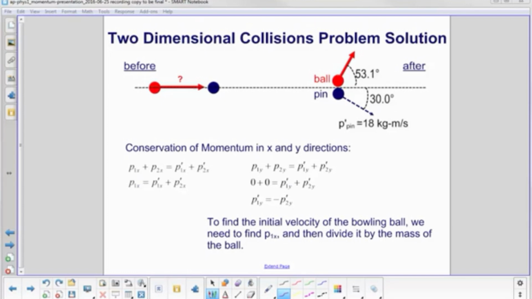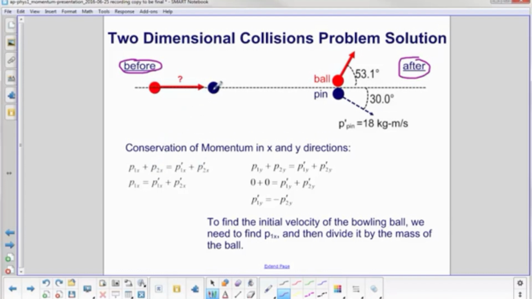We're actually going to work this problem backwards, in that we're given the after conditions and we need to find the before. So a good place to start is conservation of momentum in the x and y directions, as this is a two-dimensional problem. In the x direction, the initial momenta p1 and p2 will equal the final momenta.